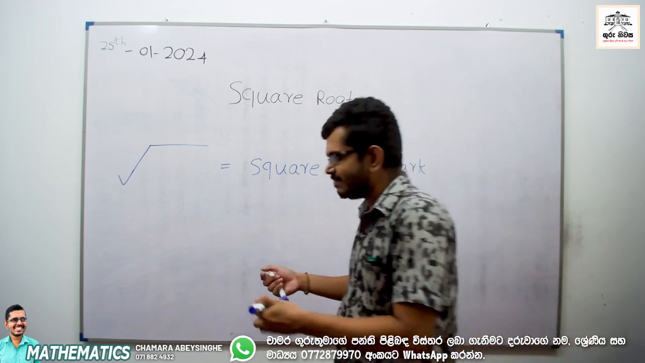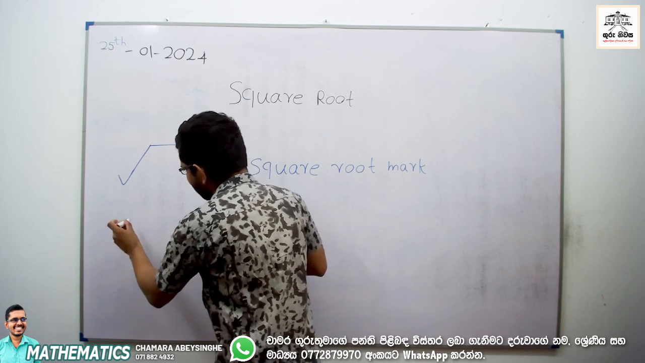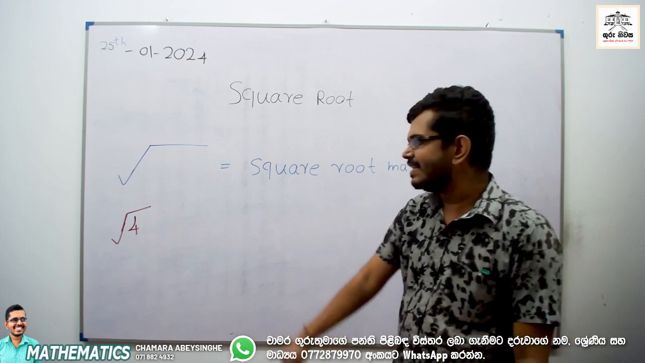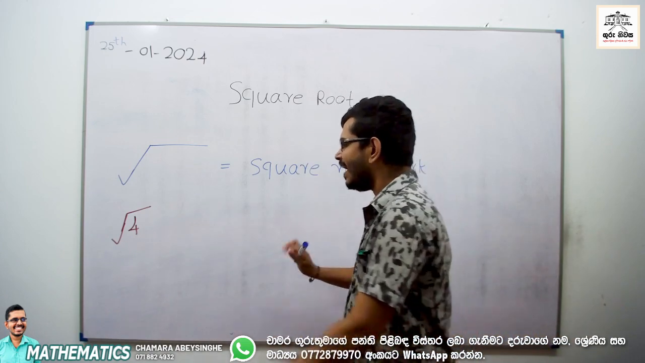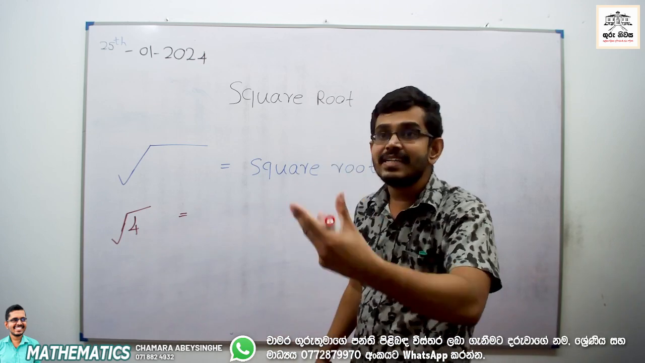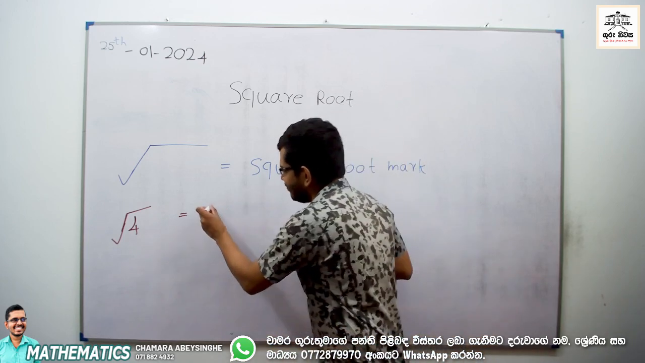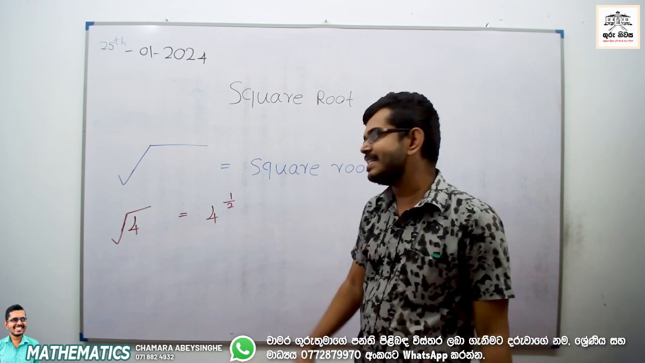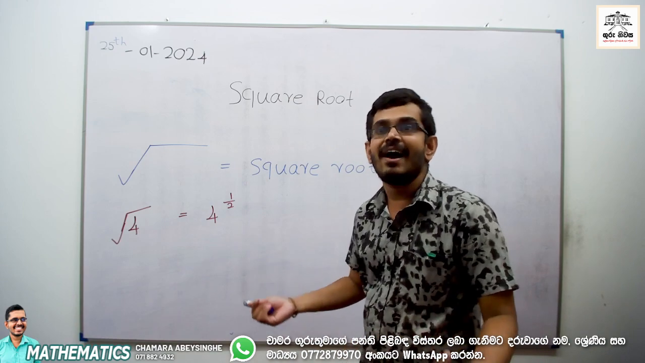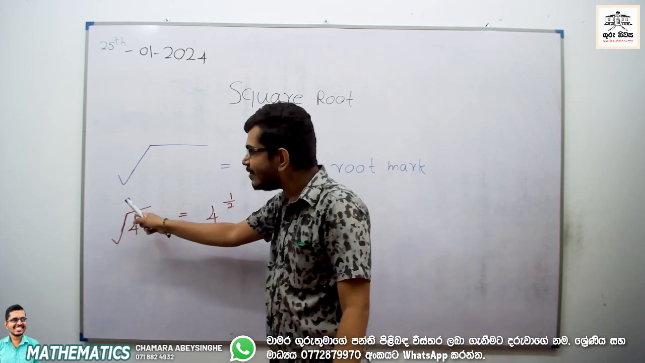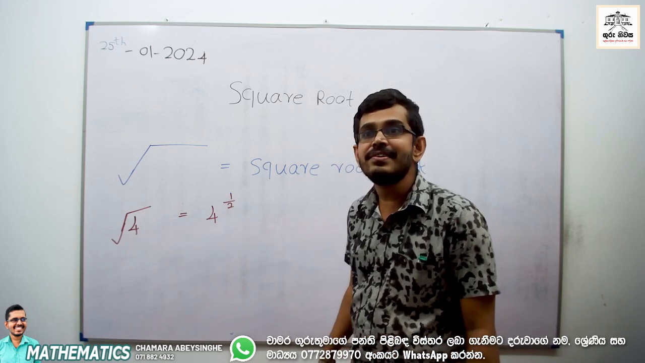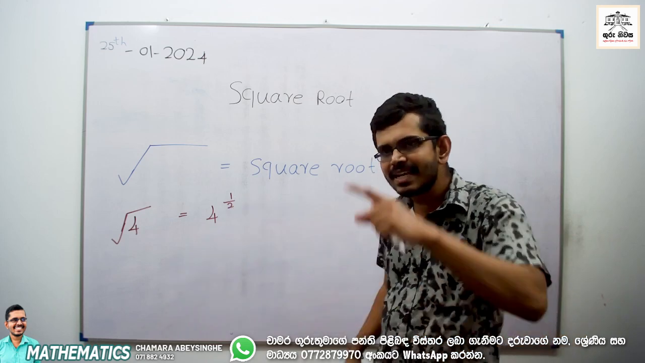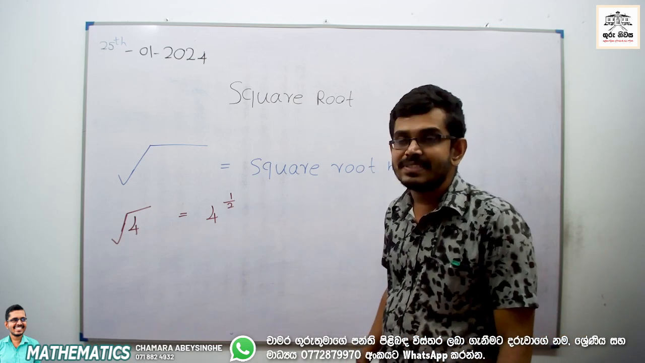And tell me that one. Let's see, student, square root 4. This is the square root 4. And we can represent it in index notation as 4 to the power 1/2. That is, the index is 1/2, a half. So this square root mark represents the index 1/2.